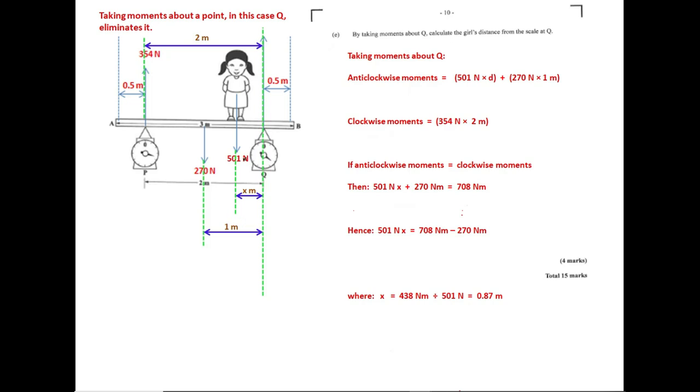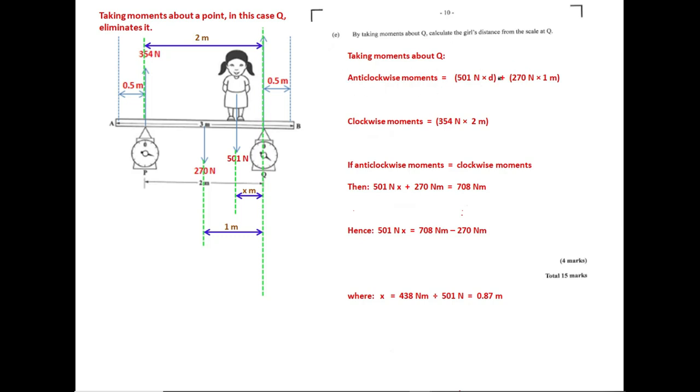So the 501 newtons and the 270 will be going anti-clockwise, whereas this force will be going clockwise, because if you move the pen in this direction, it will move up like that. So with the anti-clockwise moments, we know 501, which is the girl's weight, we're going to multiply it by the unknown distance. So we're trying to find x right here, and then we're going to add it, because all the anti-clockwise is the sum of the anti-clockwise moments.